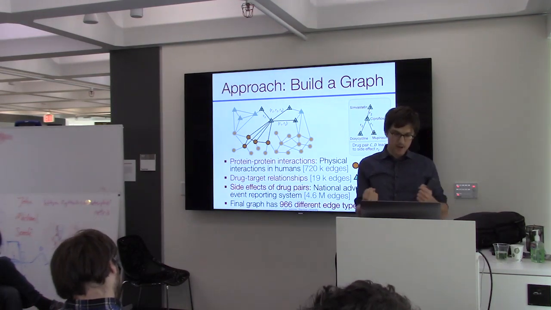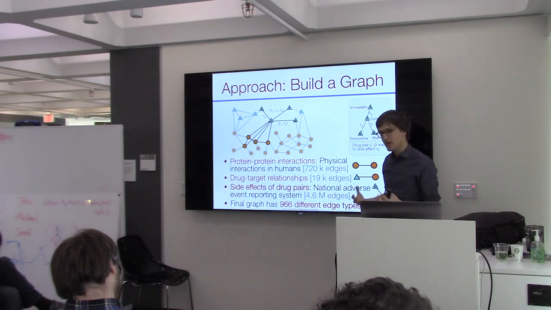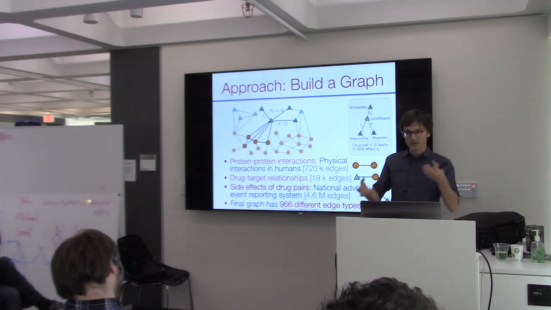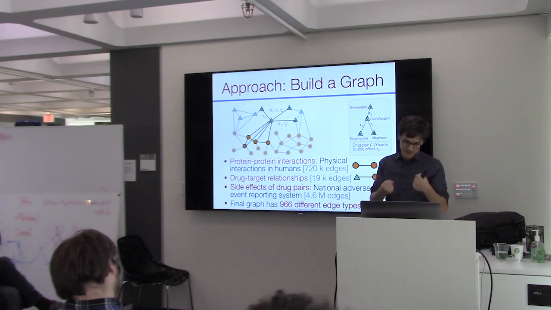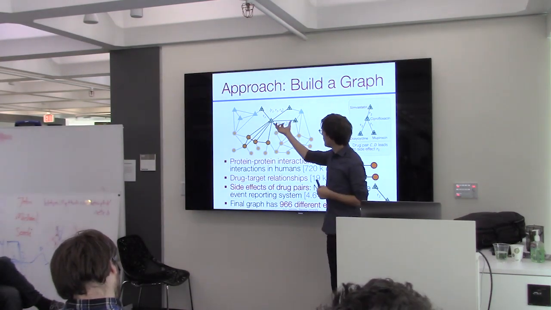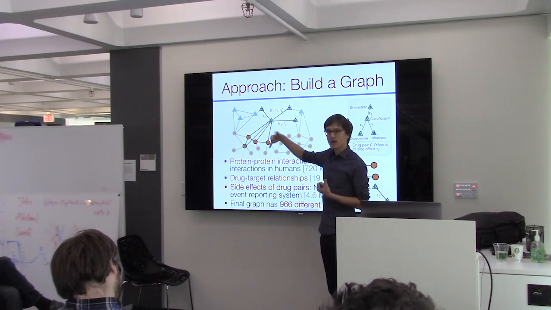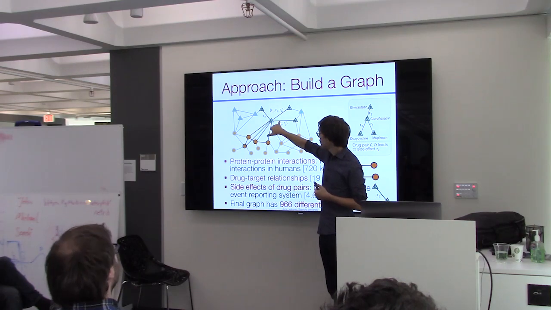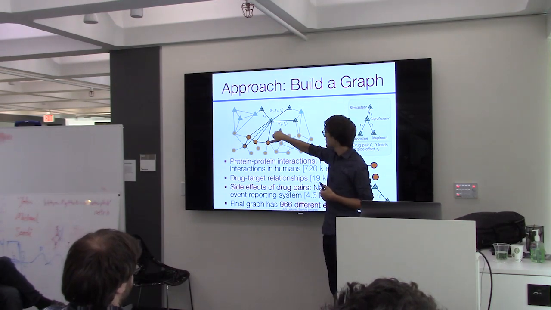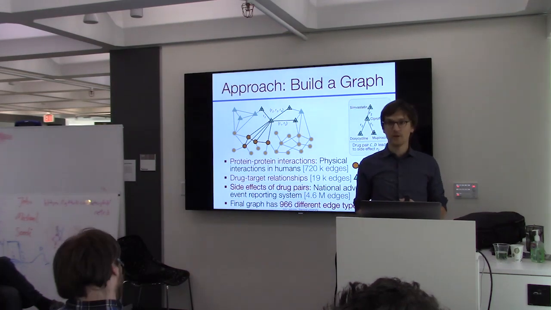So whenever an adverse side effect occurs, doctors would report it, and the FDA has a way to collect those reports, measure significance, and then say, yes, these two drugs really cause that side effect. So the way we'll do this is that we'll create a link between two different drugs if they cause a side effect. And each link will be of a different type because there can be different side effects. And we have around 1,000 different side effects, right?